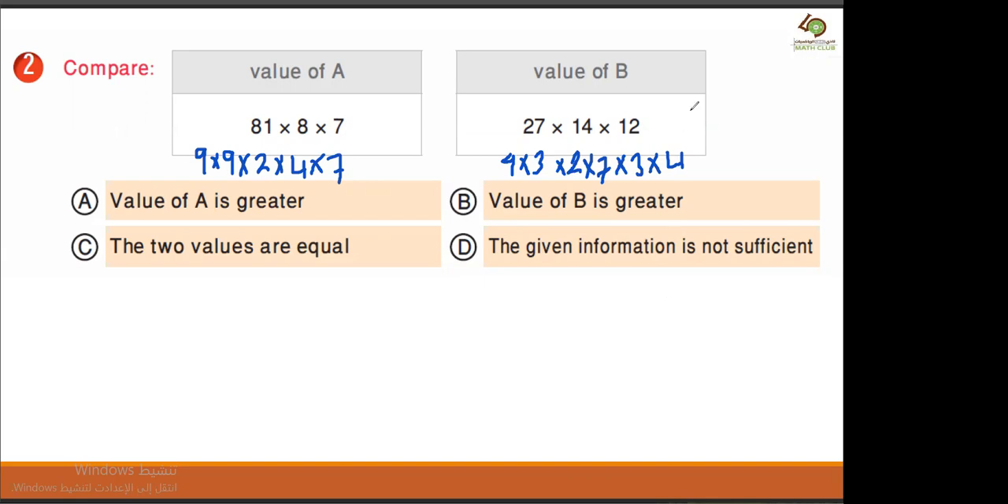Right, good, Zahra. Now you can simplify here. 9 with 9. Also 2 with 2. 7 with 7. 3 times 3, it is 9 with 9. 4 with 4. Oh my God, I don't have any numbers now. Each number is left, so the answer is equal. The two values are equal.